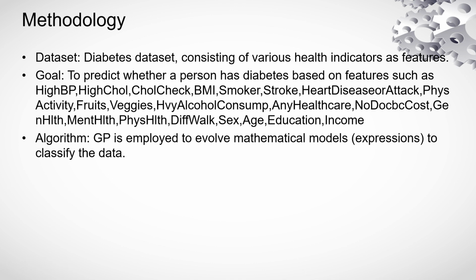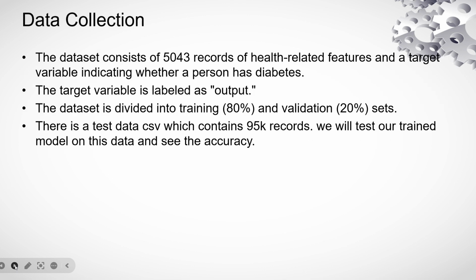We were already provided train and test datasets, and the goal was to predict whether a person had diabetes based on features such as high BP, high cholesterol, and so on. We had around 21 features, and one output as the target. GP is employed to evolve mathematical models to classify the data. The data consists of 5,000 records.